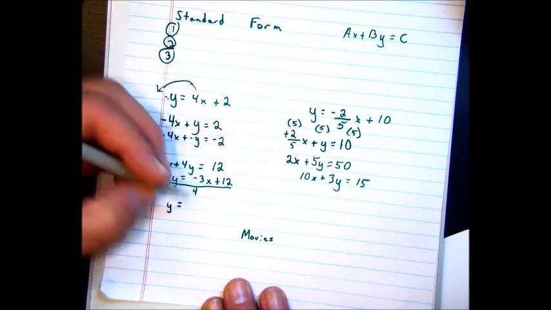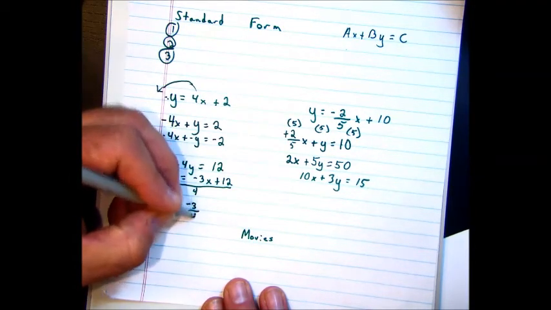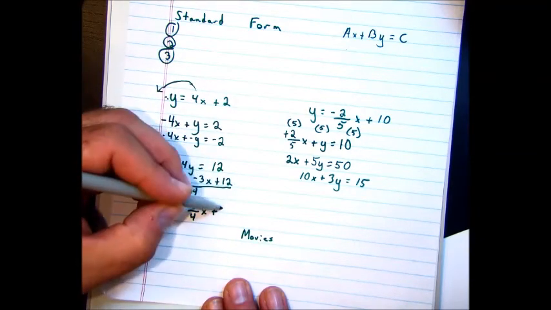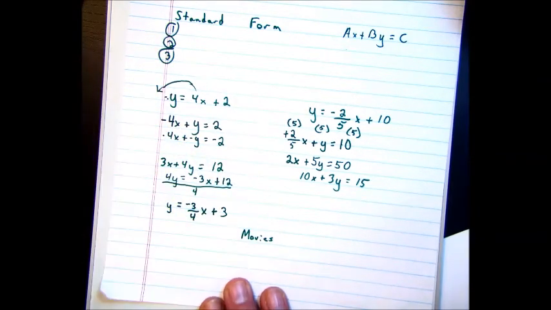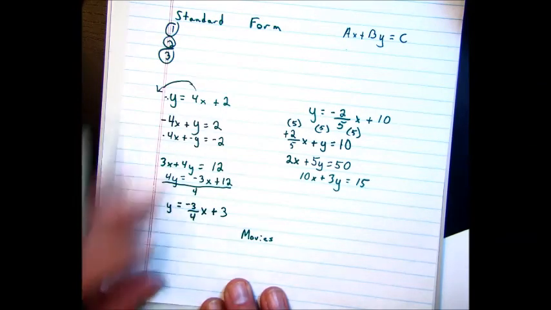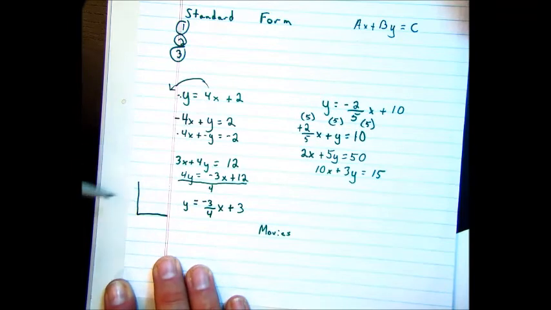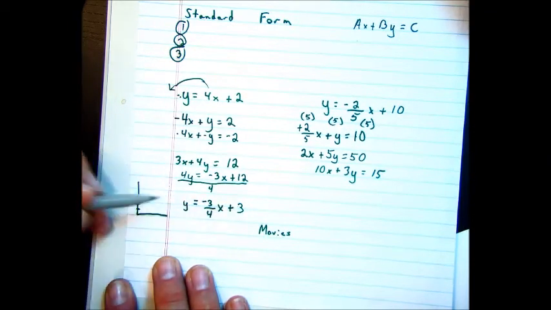When I divide the whole problem by 4, I get y, because 4 divided by 4 is 1, equals negative 3/4 x plus 3. And now I'd be able to graph pretty easily. Like, we go ahead and I go 1, 2, 3, right? There's my y-intercept of positive 3.